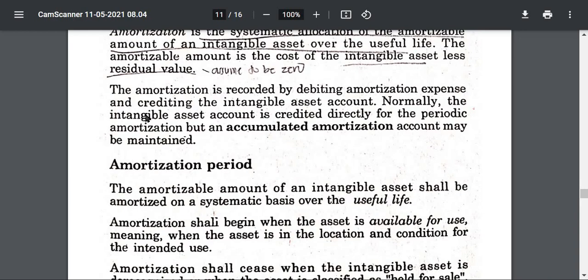So, kapag nagre-record tayo ng amortization, debit lang amortization as an expense and credit natin yung intangible asset mismo. Pwede din naman accumulated amortization yung kinikredit natin instead of the intangible asset. So, pwede, pag nag-amortize, debit amortization expense, credit the intangible asset, for example, patent. Pwede din debit amortization expense, credit accumulated amortization.